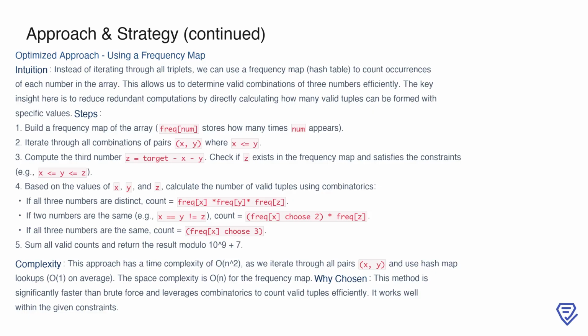This method has a time complexity of n squared, due to iterating through pairs and constant time hash map lookups, and it also uses n space for the frequency map. This balance of efficiency and correctness makes it a strong candidate for solving the problem.